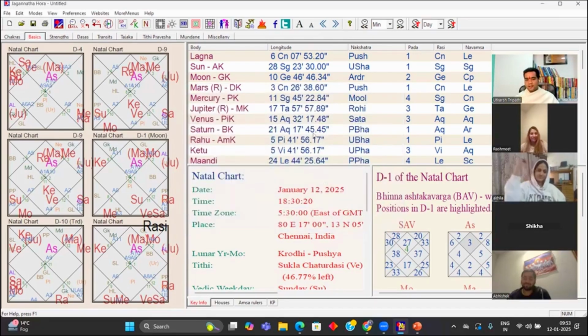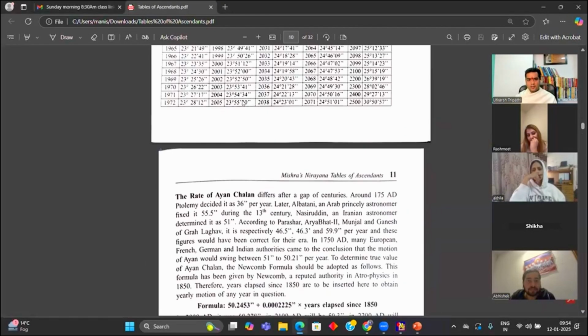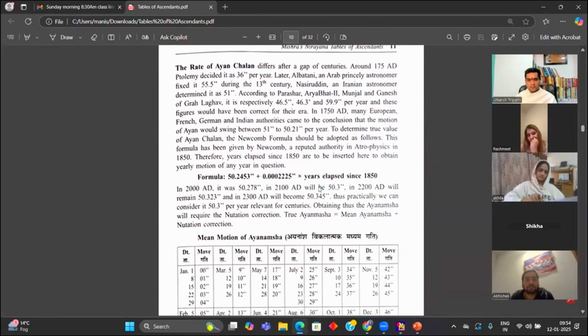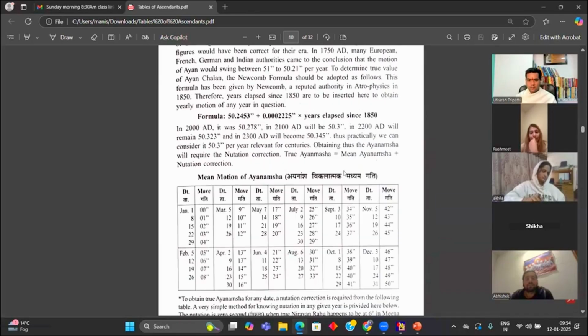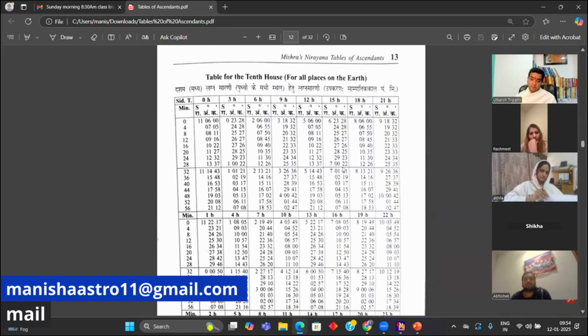So this is the thing with Ayanamsha. Then, if you go into the book after Chitrapaksha, everything like rate, ion, chalan has been described over here, and there's a whole formula to it. I just want you to go and appreciate it. Okay, good job. Very good. I cannot do it, I cannot understand it, but you guys are doing something. That is what you should be in this state. Even I don't understand it fully.